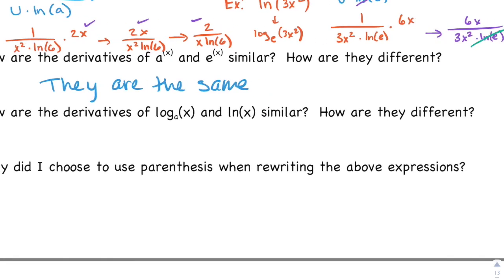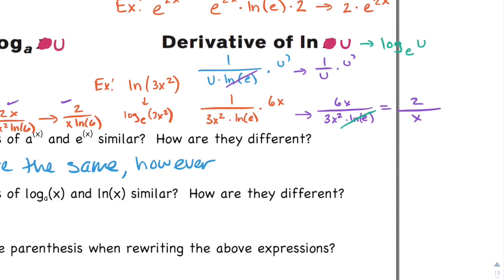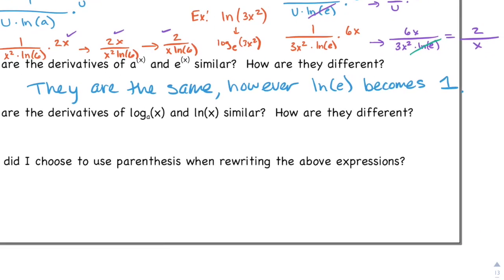And then we're going to say, however, ln of e becomes 1, becomes the number 1. We're going to say the same thing for this.